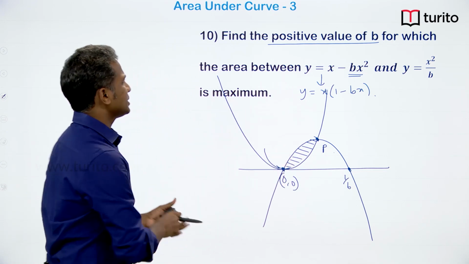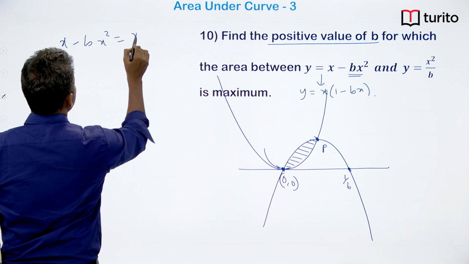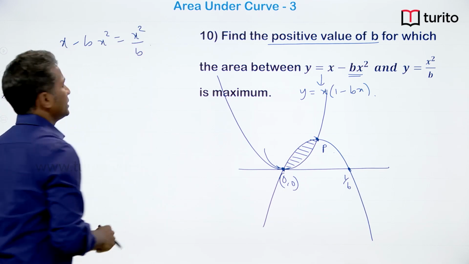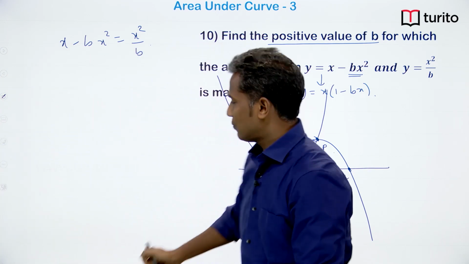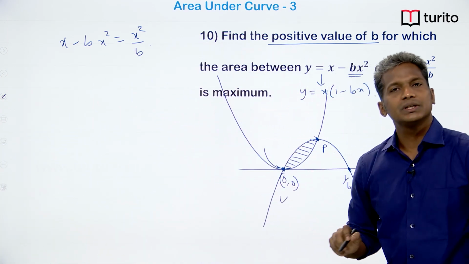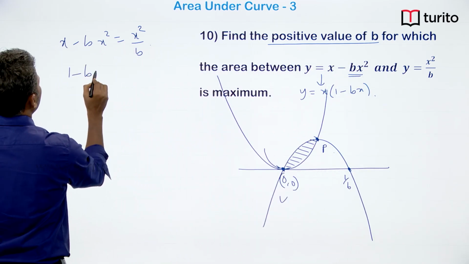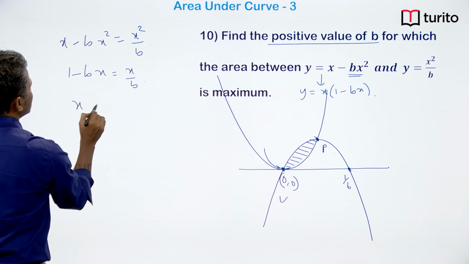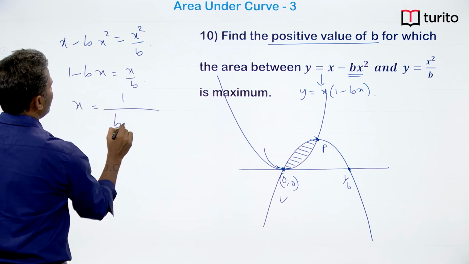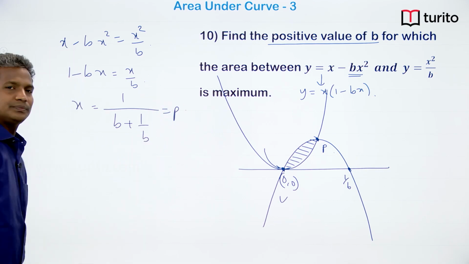So let us solve these two directly. So x minus bx square is equal to x square by b. Now further, there is one factor which is already common, which is x. So we have already catered for that root. So I am cancelling x here. So what will I be left with? 1 minus bx equal to x by b. So x is coming out to be 1 by (b plus 1 by b). I will name this as p.